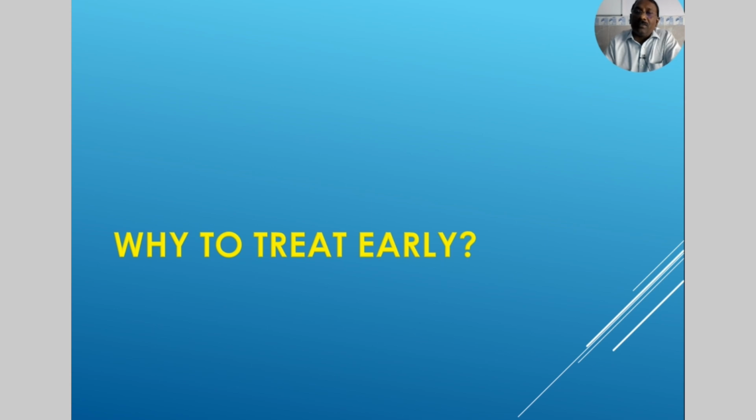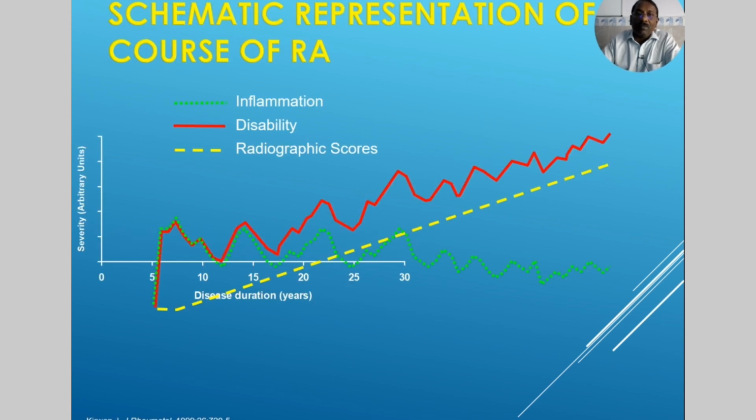So why treat early? Because of this picture. If you see the inflammation, the dotted lines, the inflammation is more or less the same as the days go on or the years pass on. But what happens to your radiological scores and what about your disability? These two are proportionally increasing.